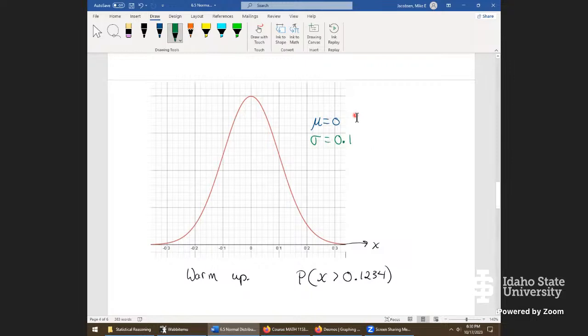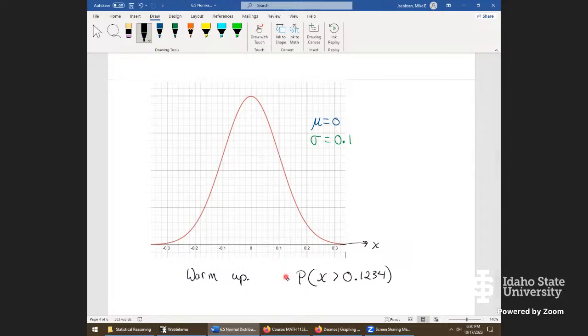So here it is. Next thing we do is we go to the x value in question, 0.1234. We're going to attempt to plot it. It's really hard on this one, but that's okay. Our plot is just to organize the information so that we know what goes into the calculator and in what order it should go into the calculator.